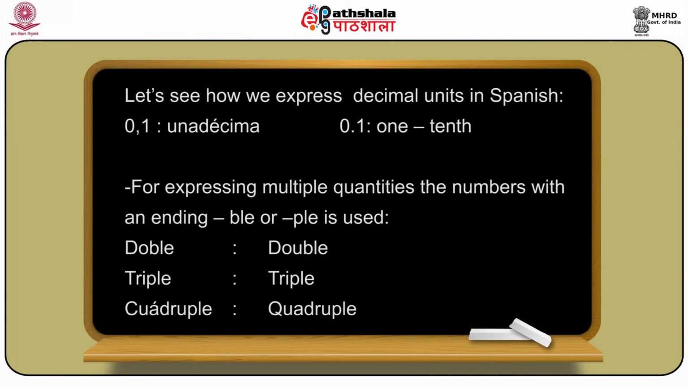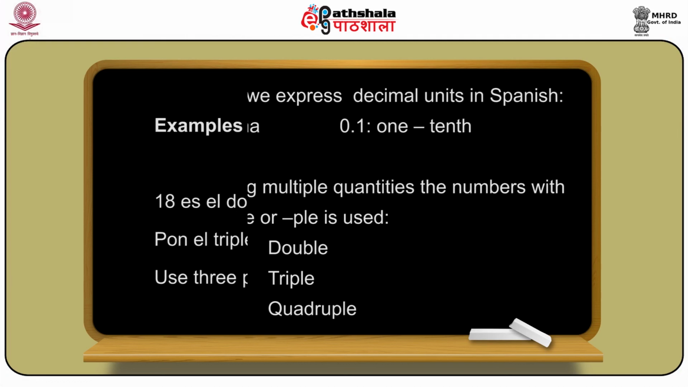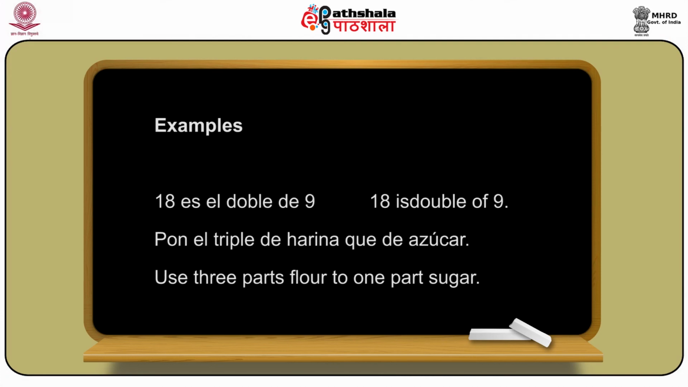Now let's see how we express multiple quantities of the numbers with an ending ble or ple in English. For example, in English we say double or triple or quadruple. So this is said as doble is double, triple is triple, and quadruple is quadruple. For example, if we want to say 18 is double of 9, we can say 18 es el doble de 9. So if you want to say use 3 parts flour to 1 part sugar, then the same thing would be said as pon el triple de harina que de azúcar. So 3 parts is el triple.